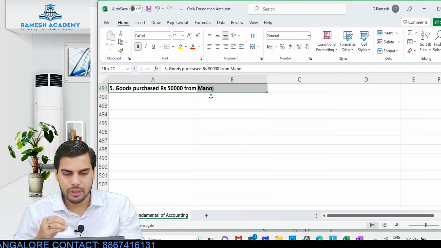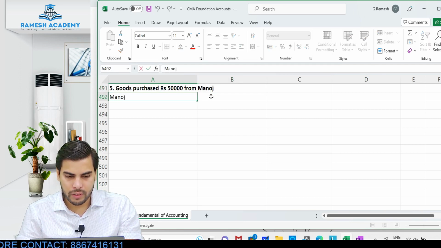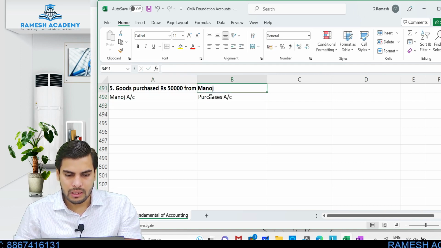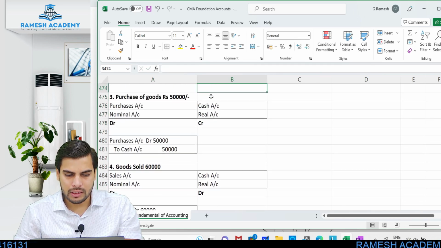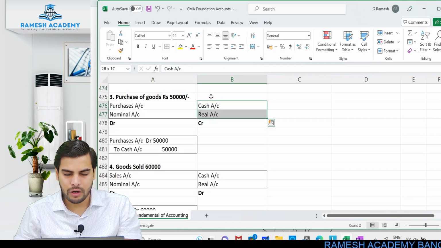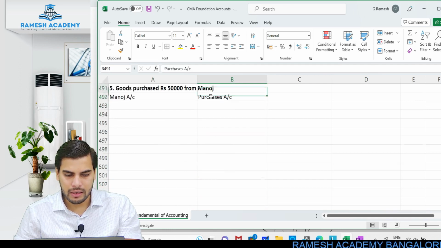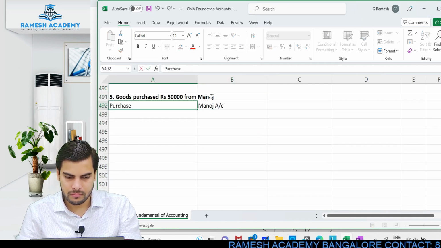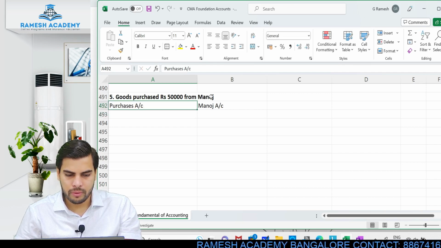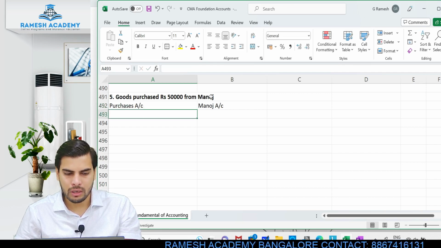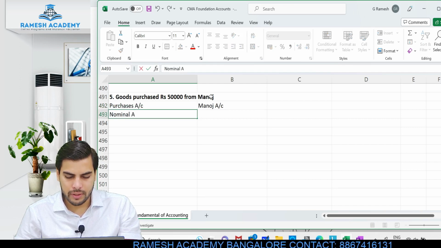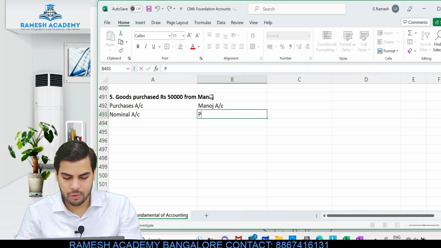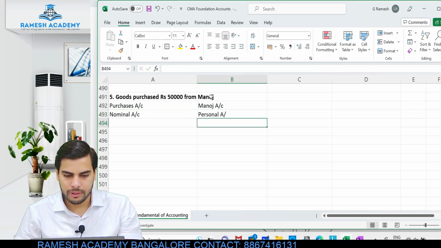This is credit purchases. So the accounts which will get affected over here are one, Manoj account, and another would be purchase account. The same thing, guys, as usual. Look at this here. Instead of purchase and cash, we have got purchase and the creditor who is Manoj. So the two accounts would be purchases and Manoj account. Purchases, you guys already know, is a nominal account. And what about Manoj? He's a person, right? So Manoj would be a personal account.